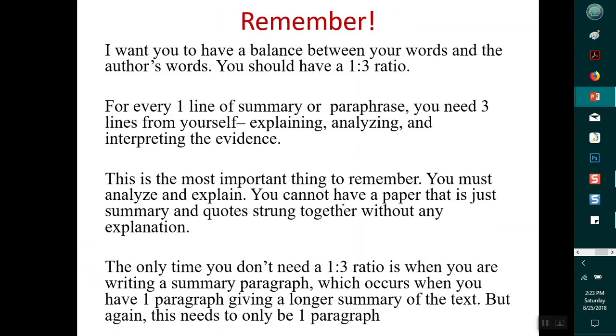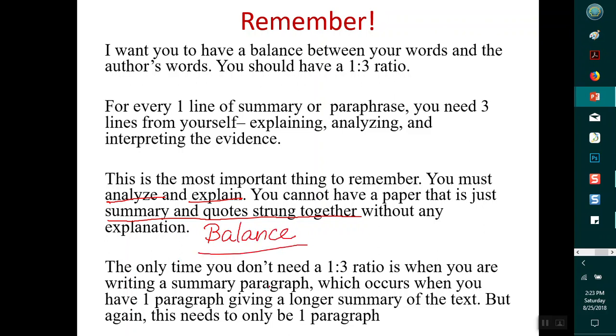So remember, I want you to have a balance between your words and the author's words, a 1-to-3 ratio. For every one line of summary or paraphrase or quotation, you should have 3 lines of your own words to explain, to analyze, to introduce, all of that. You need to interpret the evidence. This is the most important thing. You have to analyze and explain. You can't just have a paper with a bunch of quotes strung together. You can also not have a paper with no evidence. You really have to think about the balance here.